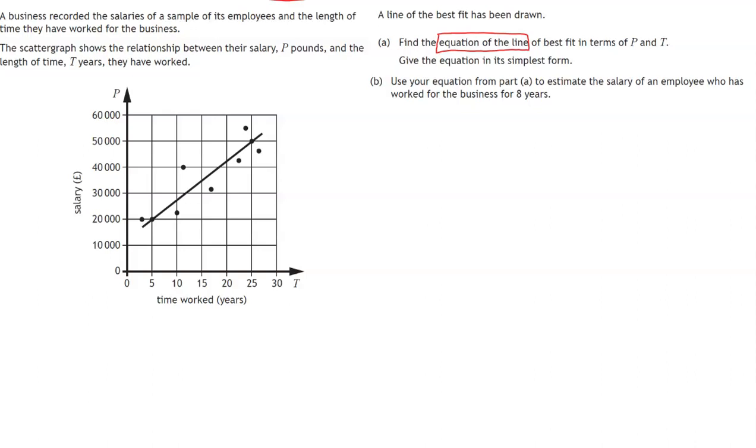Now, it does say in terms of P and T, and that's something we take into account as we work through it. But the fundamental skill it's after is the equation of a line. Now remember, to get the equation of a line, we want it in the format, so this is part A, of y equals mx plus c.